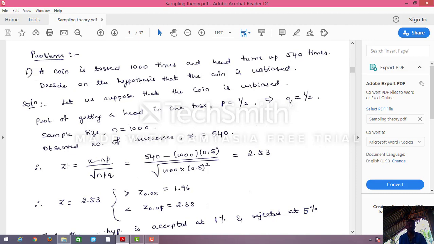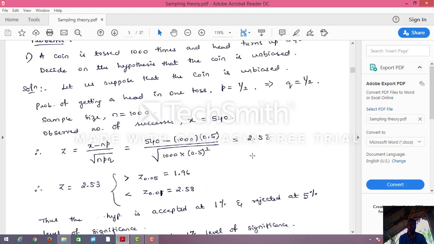Now already I told the formula: Z equal to x minus np divided by root of npq. X is 540, n is 1000, p is 1 by 2, that is 0.5. Root of npq: n is 1000, p is 0.5, q is also 0.5, that is 0.5 into 0.5, which is 0.5 whole square. If you simplify this on the calculator, you will get 2.53. Now, the value of Z is 2.53.